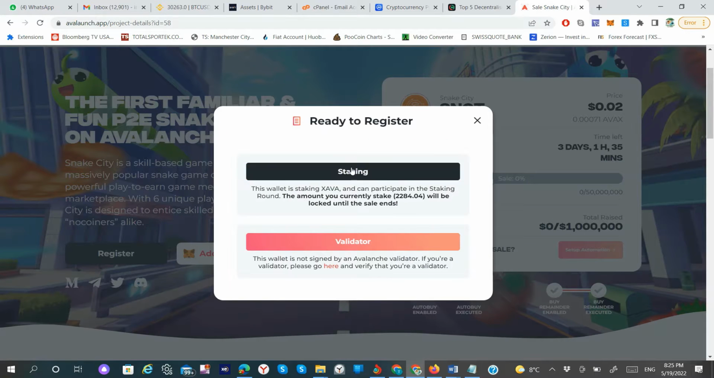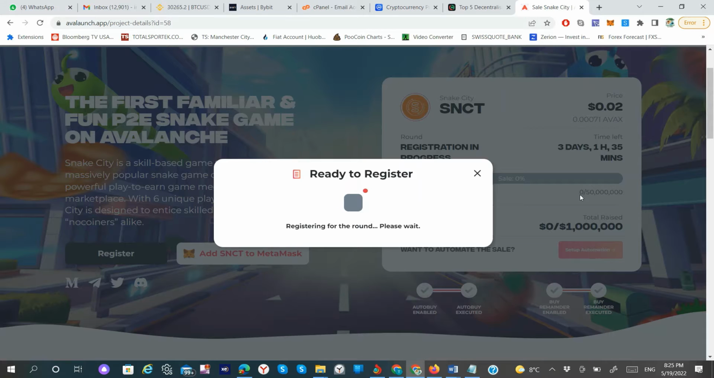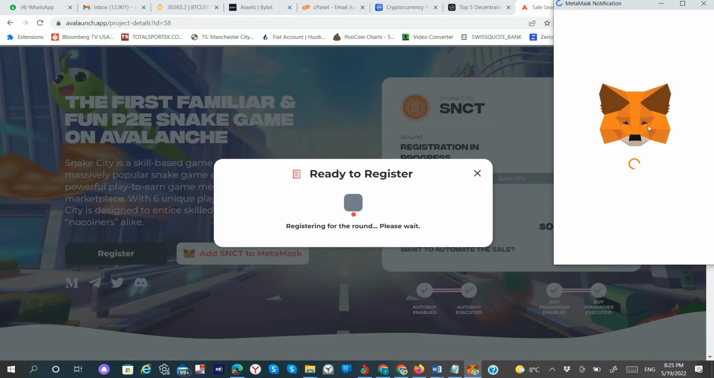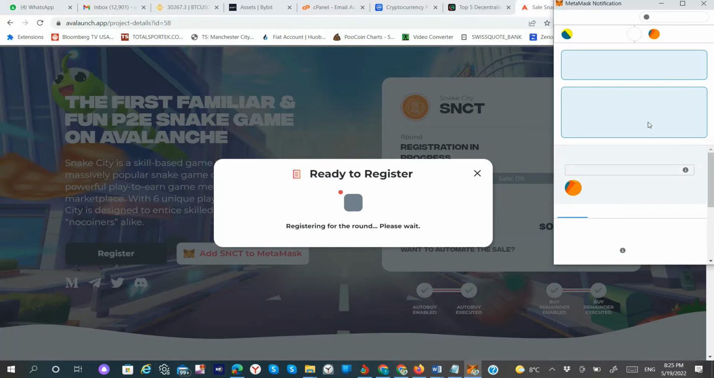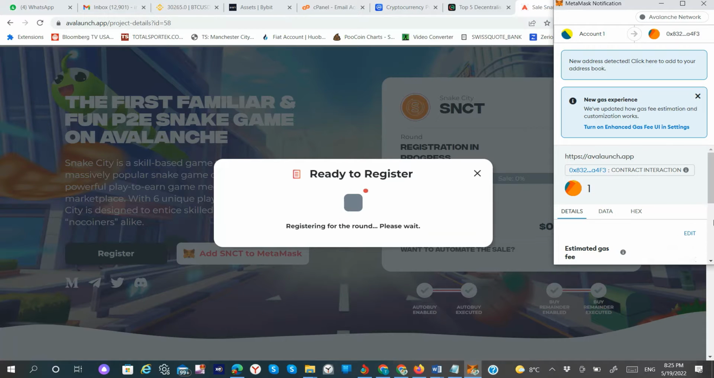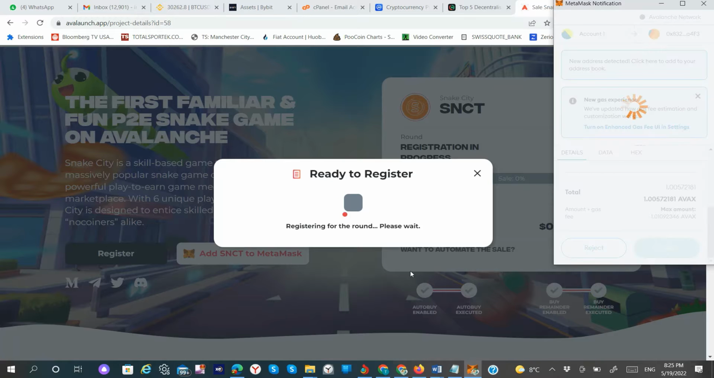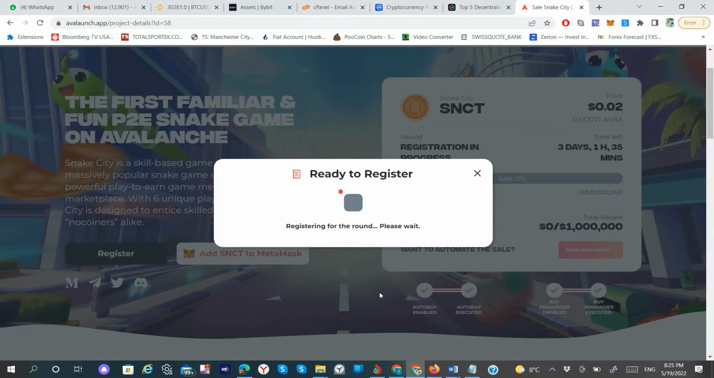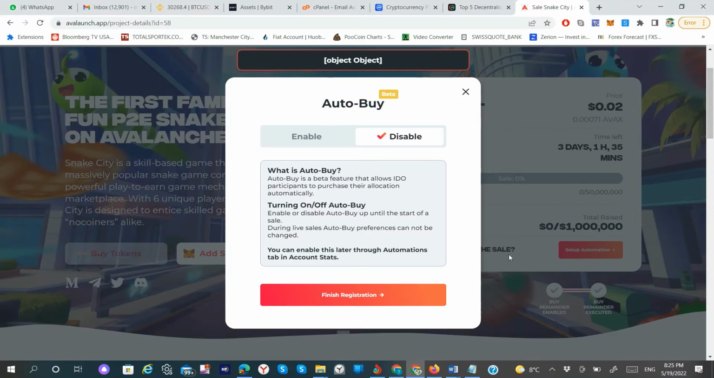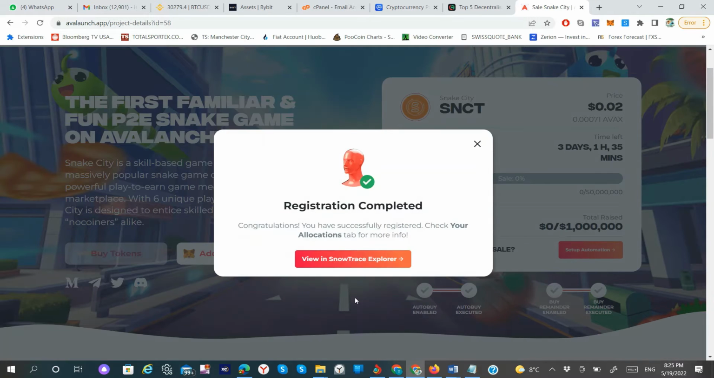Proceed with registration. I'm a staking customer. I go in to register my interest, and now they will pick up one AVAX as a guarantee. You see, one AVAX will be deposited. I will confirm. So this is one out of the other launchpads available. Now I have auto buy enabled because sometimes I might be busy, so I want it to automatically buy my quota. Registration completed. You can view it on the site, but I don't want to go there.